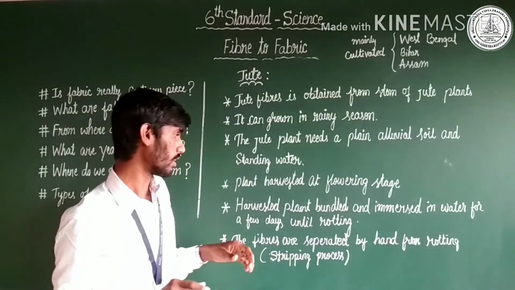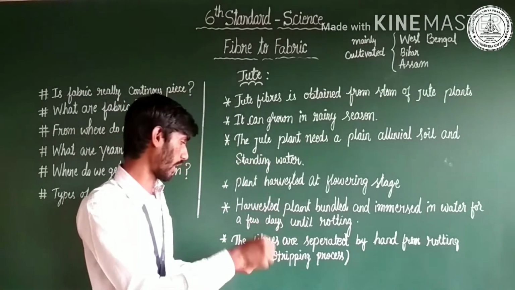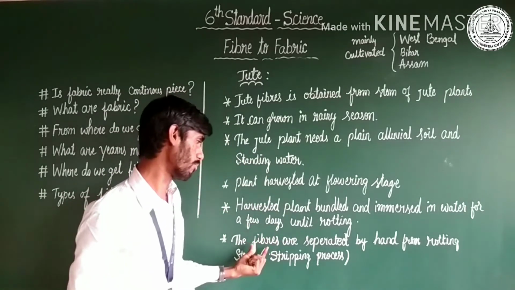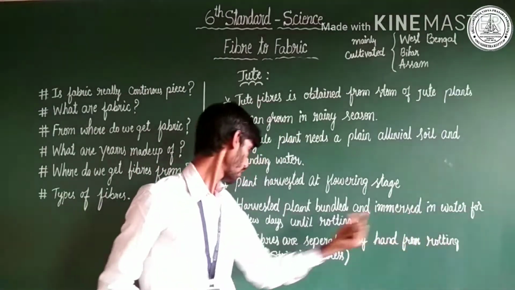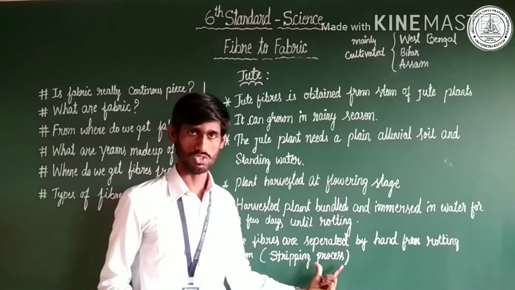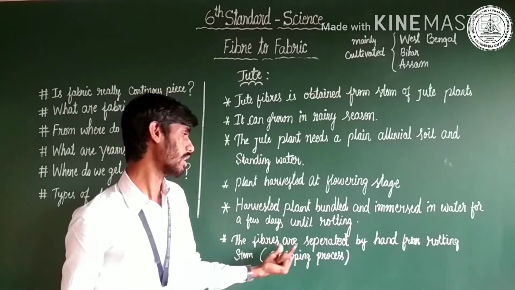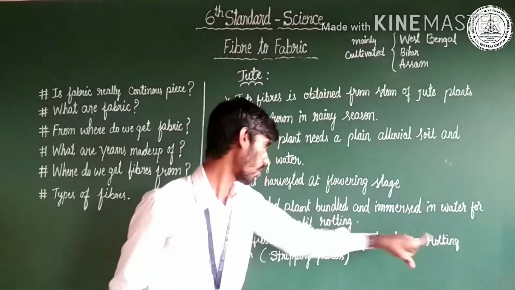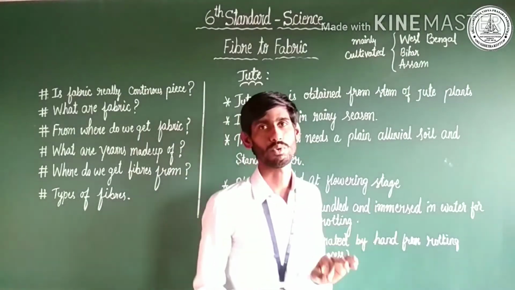Finally they take the stems and take out the fibers. The fibers are separated by hand from the rotting stems. This process is called the stripping process. What is the meaning of the stripping process? Fibers are separated by hand from the rotting stem. This process is called the stripping process.